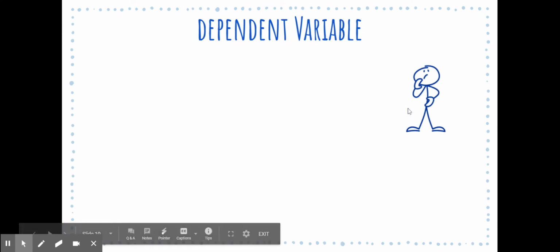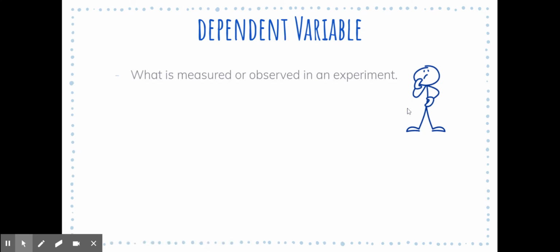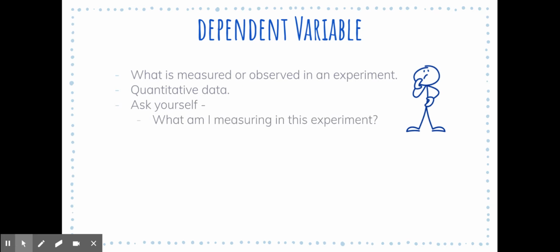The dependent variable is the variable that is measured or observed. It's your quantitative data. If you're not sure what your dependent variable is, a good question to ask yourself is, what am I measuring in this experiment?